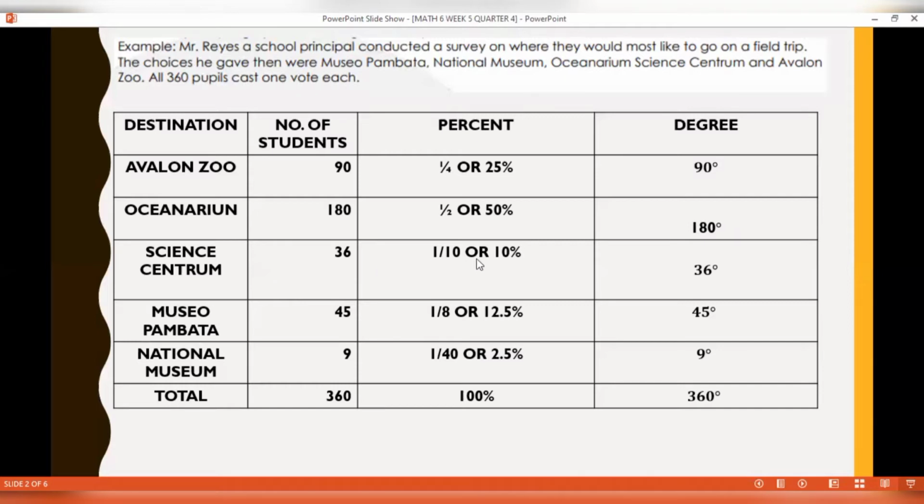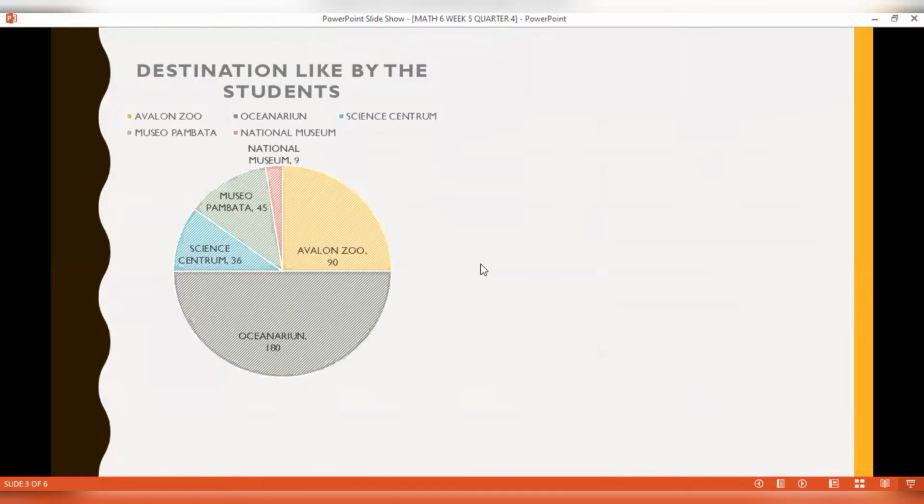And Science Centrum, we have 36 students. That is 1/10 or 10% of the total 360. Sa pie graph, ito ay 36 degrees lamang. Sa Museo Pambata, 45 students ang bumoto. Ito ay 1/8 or 12.5% ng kabuuan, and that is 45 degrees. Sa National Museum, 9 ang bumoto, and that is 2.5% and 9 degrees. Kapag tinotal, ilan ang total ng batang bumoto? 360.